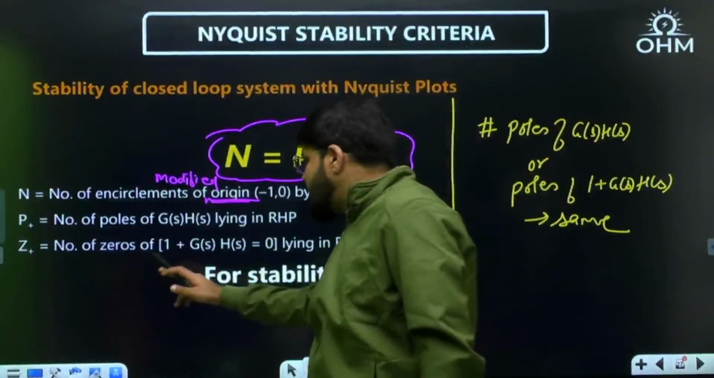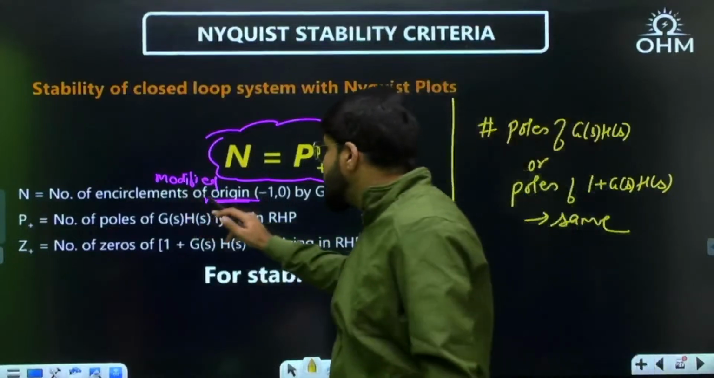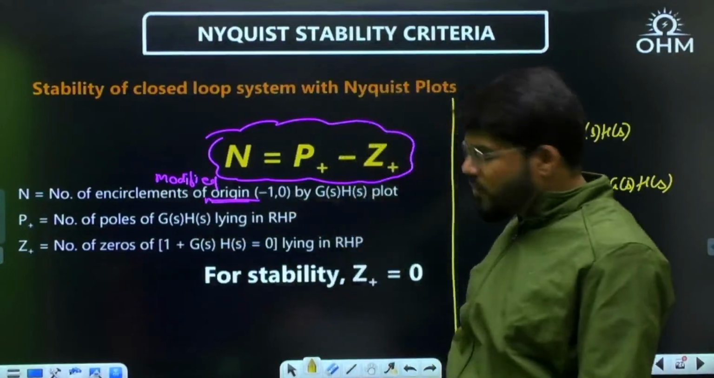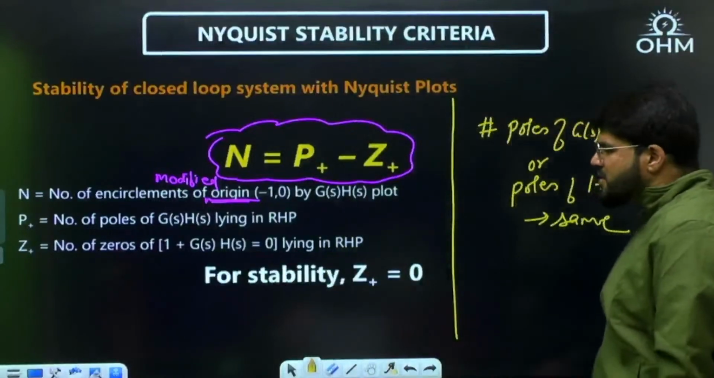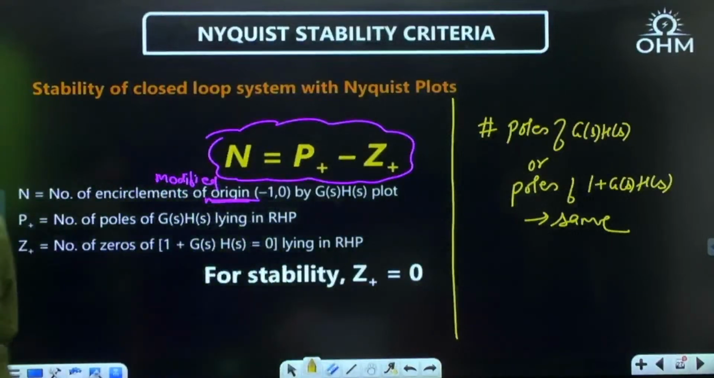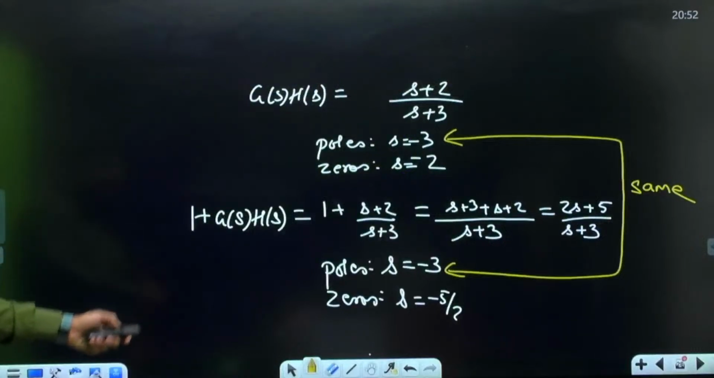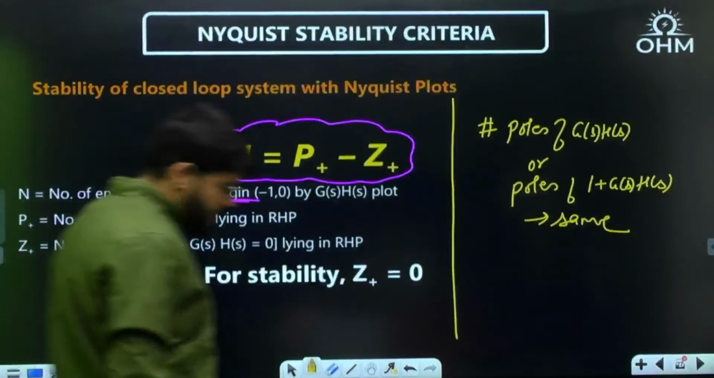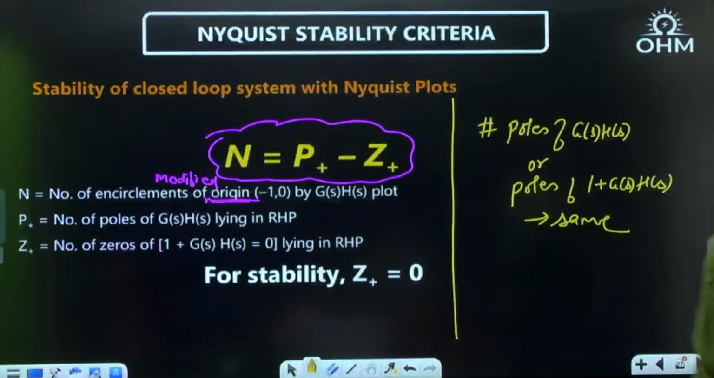So Z plus is the number of zeros of 1 plus G(s)H(s) lying in the RHP, and N is the number of encirclements of the modified origin, minus 1 comma 0, by the G(s)H(s) plot. P plus remains the same. The P plus, the poles of G(s)H(s) or poles of 1 plus G(s)H(s), remains the same.